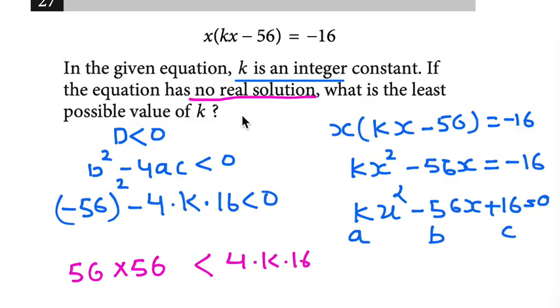You will always see the words real solution over here, because a solution will be there but it will be an imaginary number, right? So it has no real solution. That is why d is less than 0.